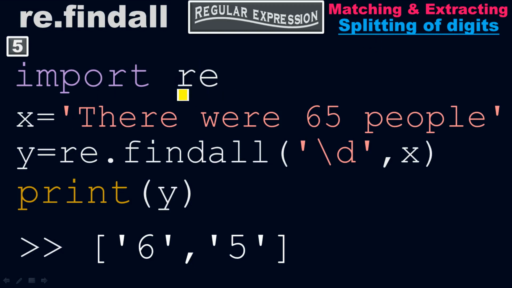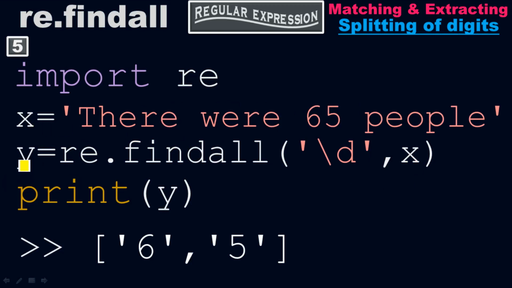So first we import the regular expression library and then x equals "there were 65 people". This information in the computer memory has been saved with the name x. So whenever you want to access this information, you have to call x. You don't need to retype this whole thing. You simply call x. This x is this one.